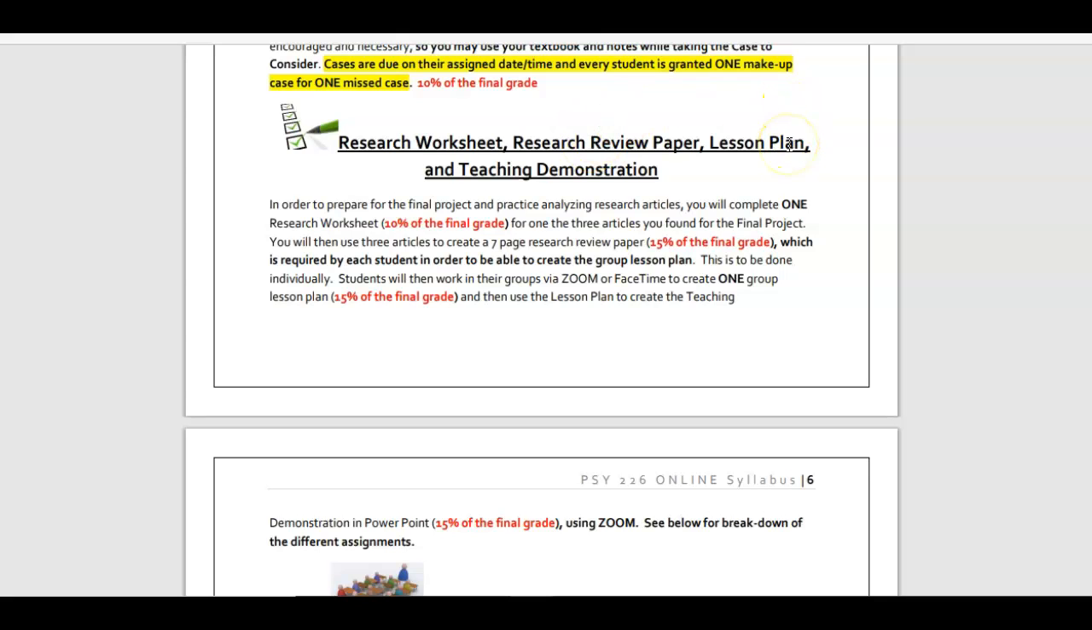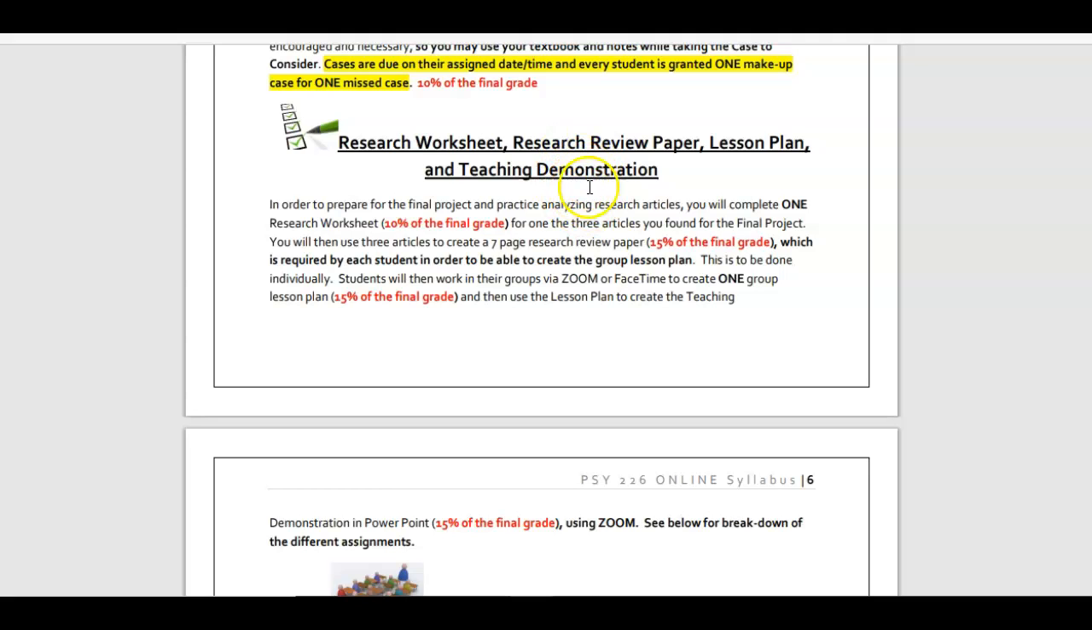Then you're going to get with your group and develop a lesson plan. You're going to decide, what do you think the rest of the class needs to know about your topic? What are the most important things, since they most likely want to be a teacher or a school psychologist or a guidance counselor? What do you think they need to know about your topic? So you're going to develop a lesson plan, and that lesson plan then helps guide your teaching demonstration, which you'll create in either Zoom or FaceTime.